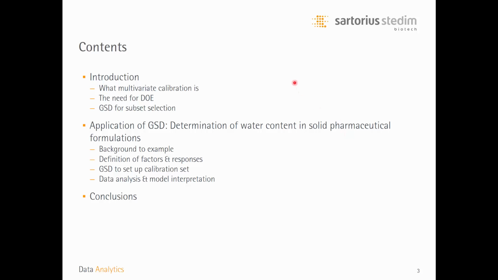Here we have a little outline of today's presentation. We will have an introductory part, and since some of you that are perhaps watching or listening to this recording or the live session might not be aware of what multivariate calibration is, I will start by very briefly introducing the concept of multivariate calibration and some notions that are used frequently in this context. We will dwell a moment on the need for DOE in multivariate calibration and also start to get familiar with the GSD for subset selection.